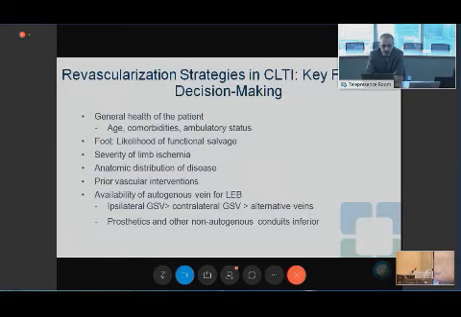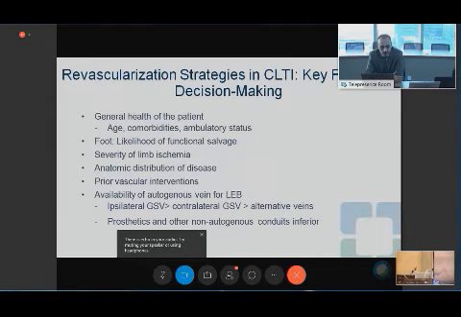So for strategy and the key factors in decision making, we have to look at the general health of the patient: age, comorbidity, ambulatory status, the foot and the likelihood of functional salvage, severity of limb ischemia, anatomic distribution of disease, whether the patient had prior vascular interventions, and the availability of autogenous vein for lower extremity bypass, including great saphenous vein and alternative veins, which are in the arms and the small saphenous vein. And prosthetic always has inferiority if vein is not available.